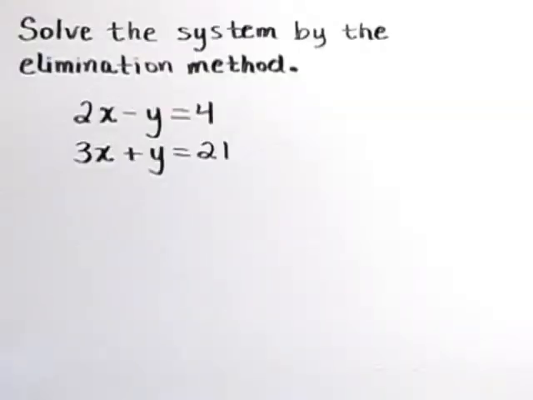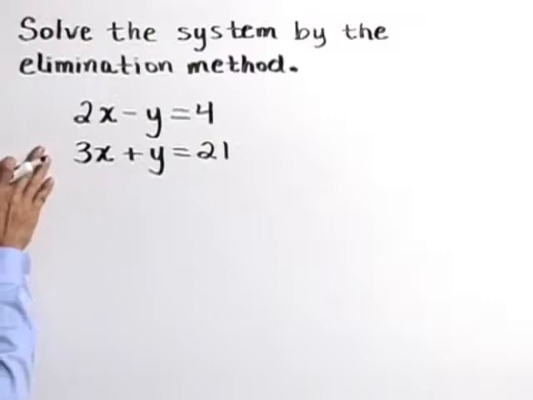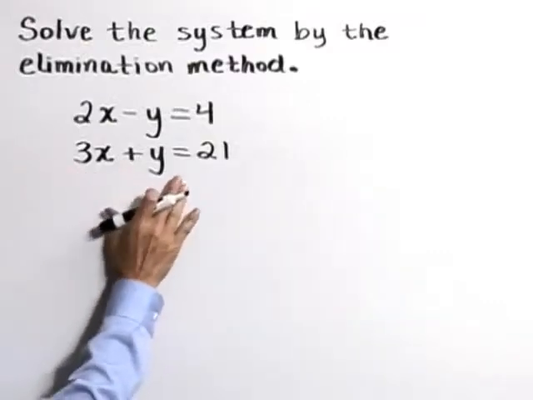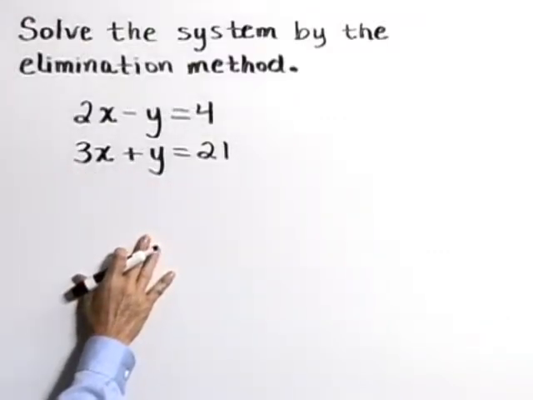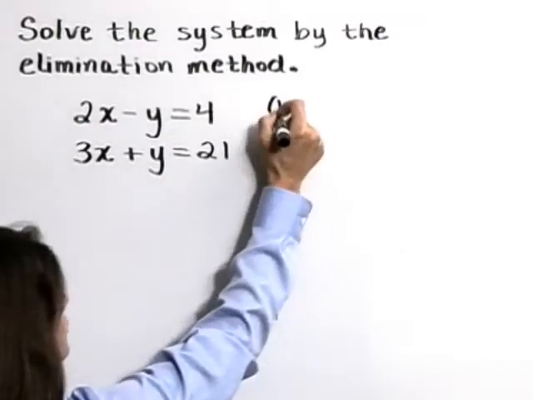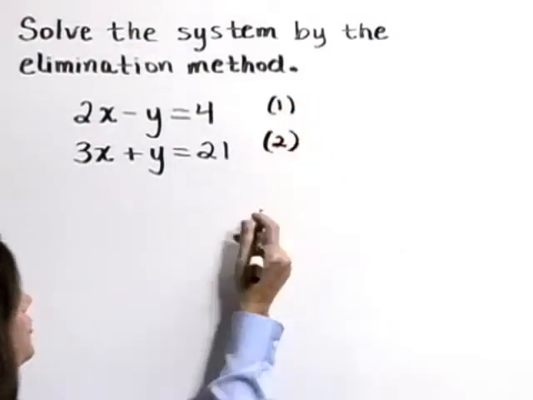Solve the system by the elimination method. Here we have this system, 2x minus y is equal to 4, and 3x plus y is equal to 21. I'm going to start by identifying these equations as numbers 1 and 2.